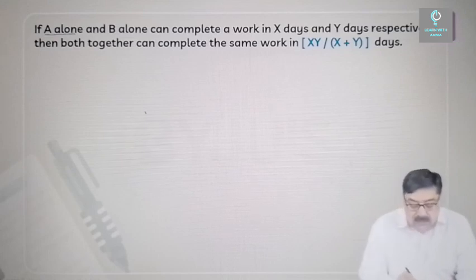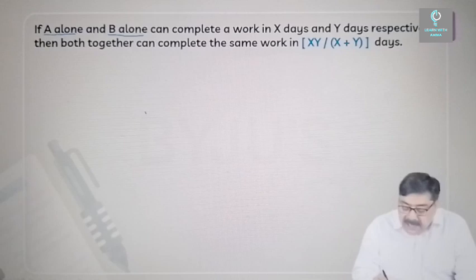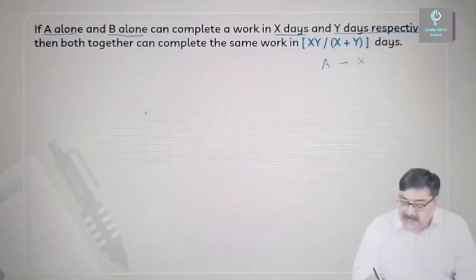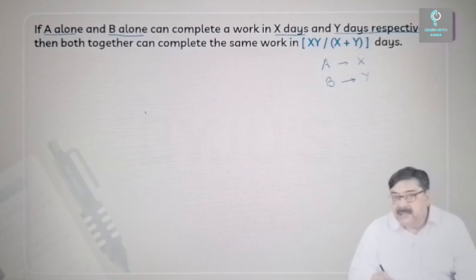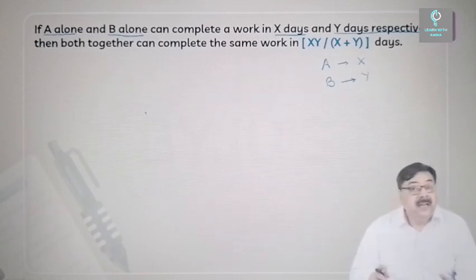If A alone and B alone can complete a work in X days and Y days respectively, that means A can complete a work in X days, and B can complete the same work in Y days, then if you need to find out in how many days the work will get completed if both A and B work together.